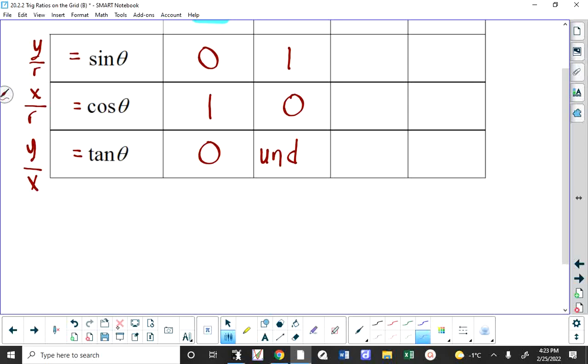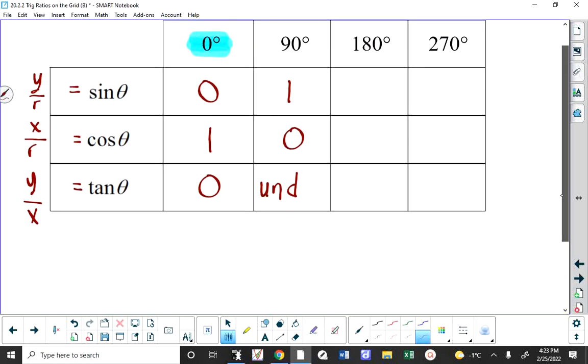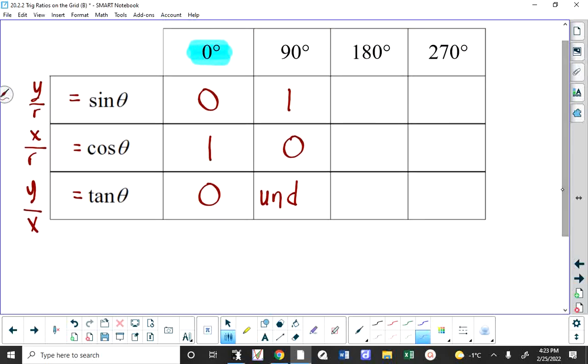I won't spend video time doing this, but if you take the sine of 90 degrees on your calculator, and you can certainly pause the video right now and do it, you will get 1. If you take the cosine of 90 degrees on your calculator, you're going to get 0. And if you try to take the tangent of 90 degrees, you will get an error on your calculator.